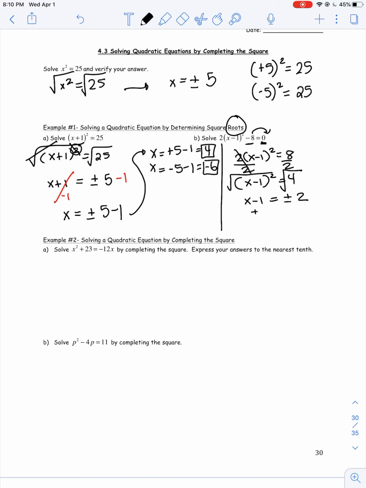And then we're going to have to add 1 to both sides. So that means that x could equal positive 2 plus 1, or x could actually equal negative 2 plus 1. So that means we can have 3 as a solution. And we can also have negative 2 plus 1, which is negative 1 as a solution. So again, there are 2 x-intercepts, or 2 roots to this quadratic equation.